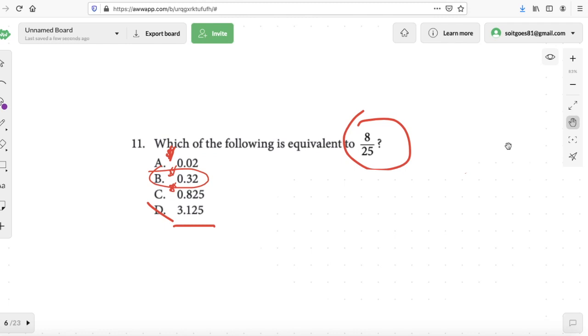Right? A is silly. This is like 2 cents. Yeah, it's nothing. C is too big. That's too close to a dollar. We're talking a third of a dollar. It's got to be answer choice B. That's without doing a single mathematical operation.